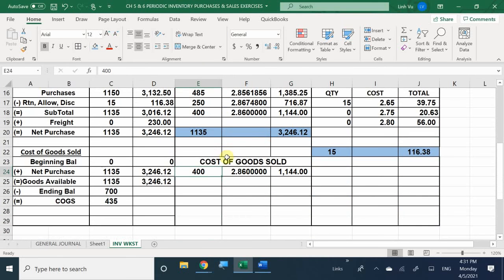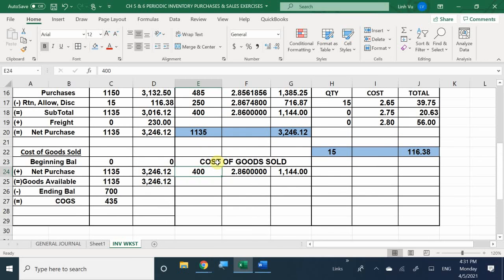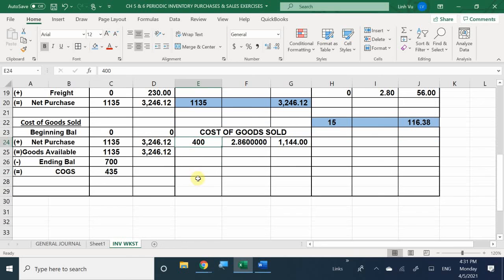Okay. So here's my cost of goods sold. Here I know for a fact I'm taking out my full 400 because that's the last batch I recently purchased. Right? And since I'm taking the whole batch, I automatically know that it's going to cost me $11.44. Okay. Now, how many more do I need to sell to get my grand total of 435? 35. You need to sell 35.